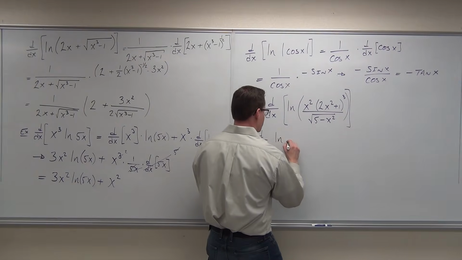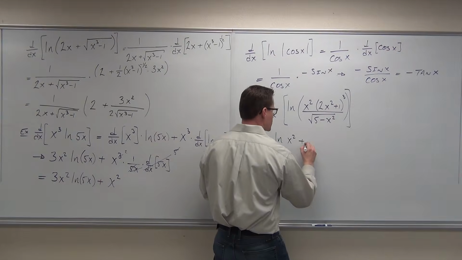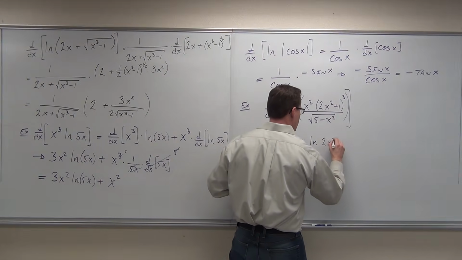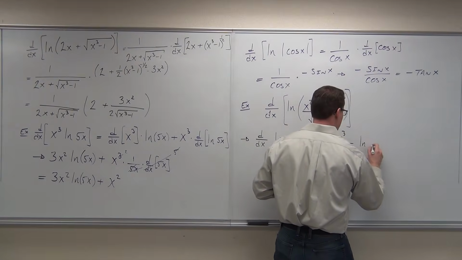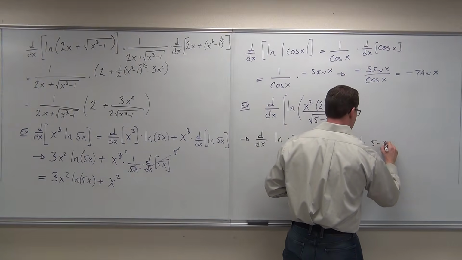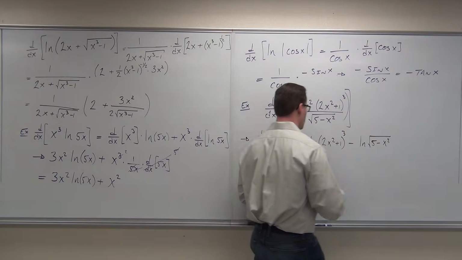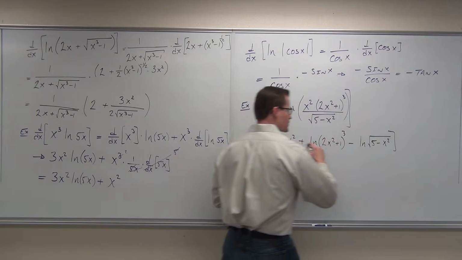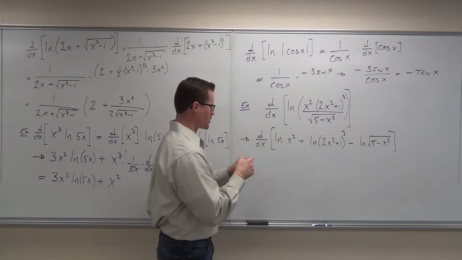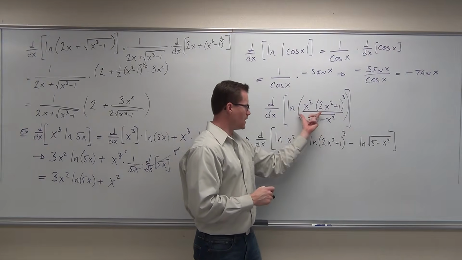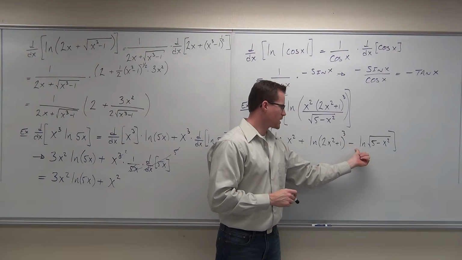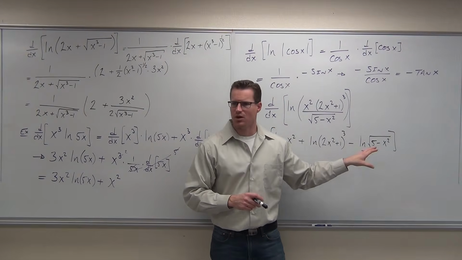So we got ln of x squared, no problem, plus ln of (2x squared plus 1) all to the 3rd power, minus ln of the square root of 5 minus x squared. We'll make sure that's in the bracket because we want to take the derivative of the entire thing. Let's make sure I'm right. Am I right? Okay, plus this one because we had a product, minus this one because we had a quotient. Should I stop here or should I keep going?